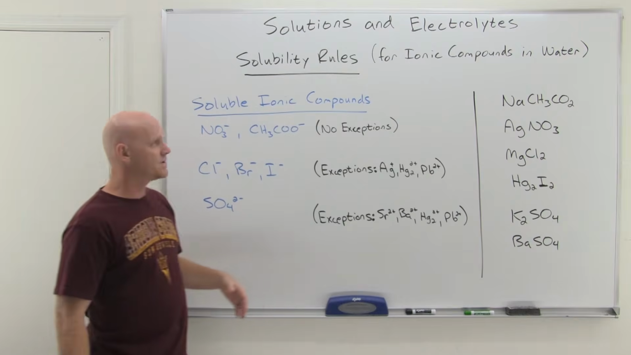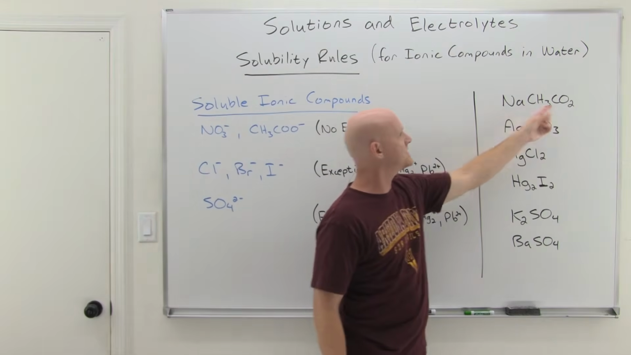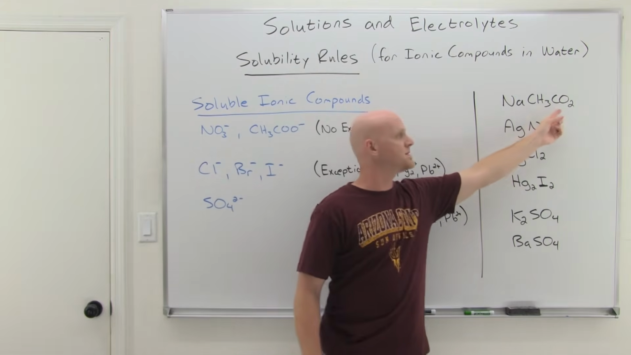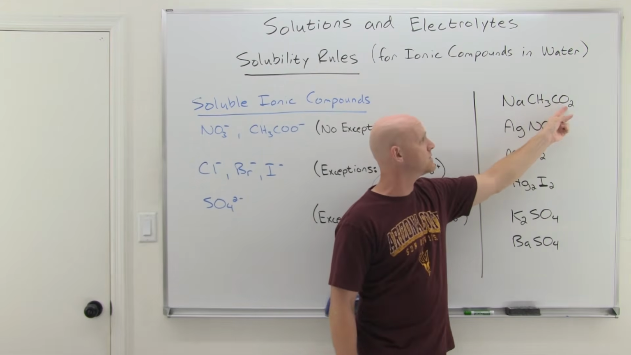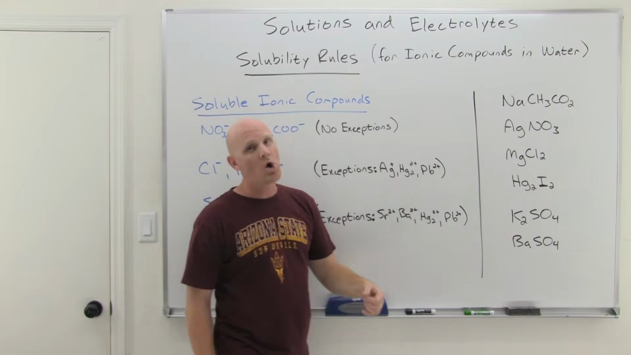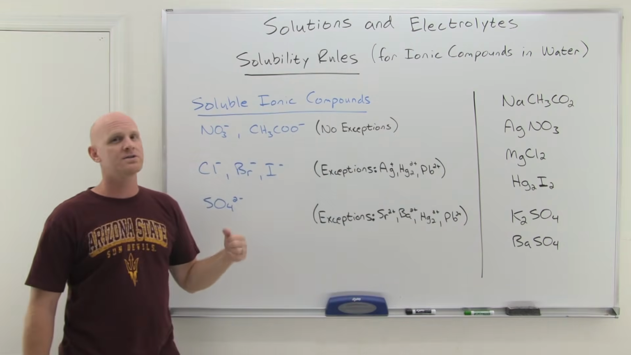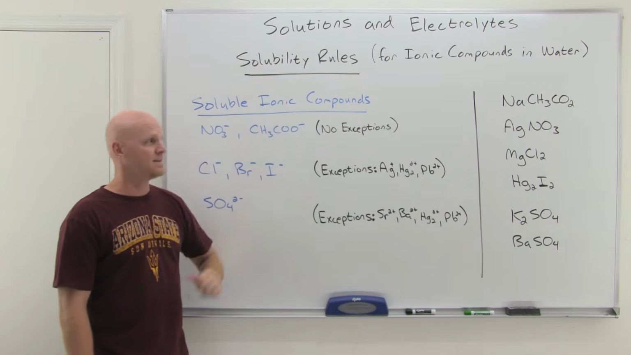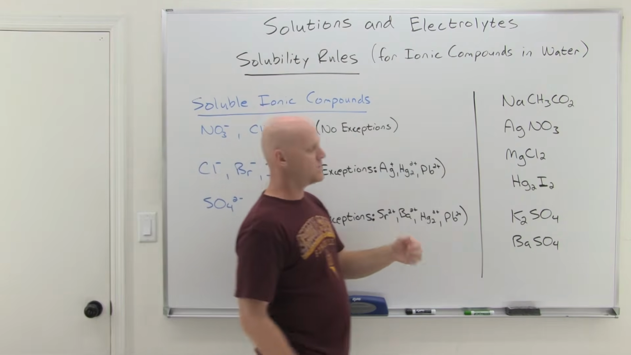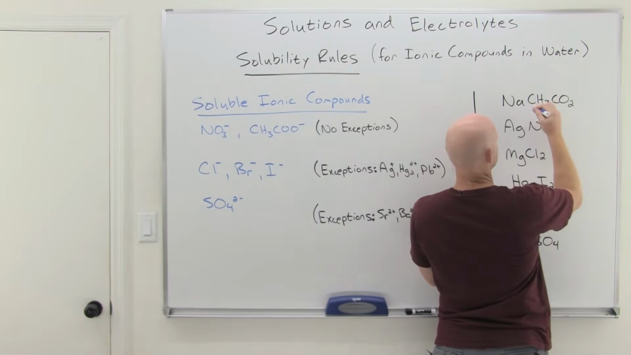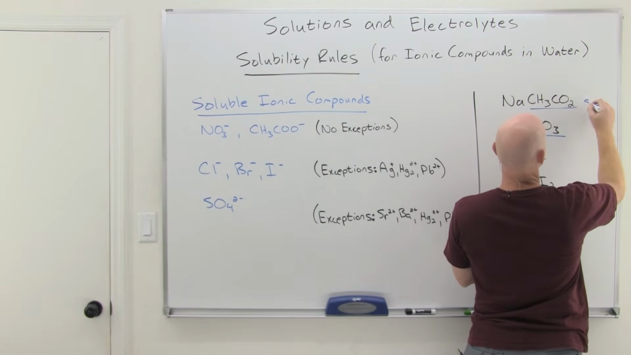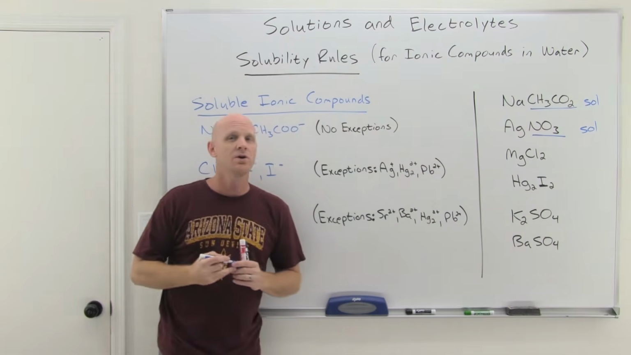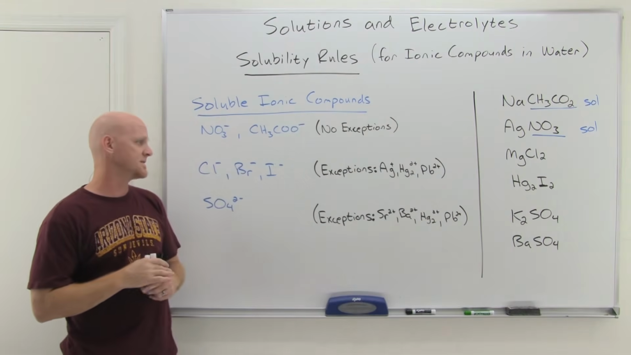If we look here, this is sodium acetate, and acetate can be written CH3COO, but I also wanted you to see it written like this, CH3CO2. It turns out that all acetate salts are soluble, no exceptions. It's true for nitrates and acetates. So if you ever see anything with an acetate or a nitrate, it is automatically soluble. Done. You don't even have to care who the cation is, because there are no exceptions.